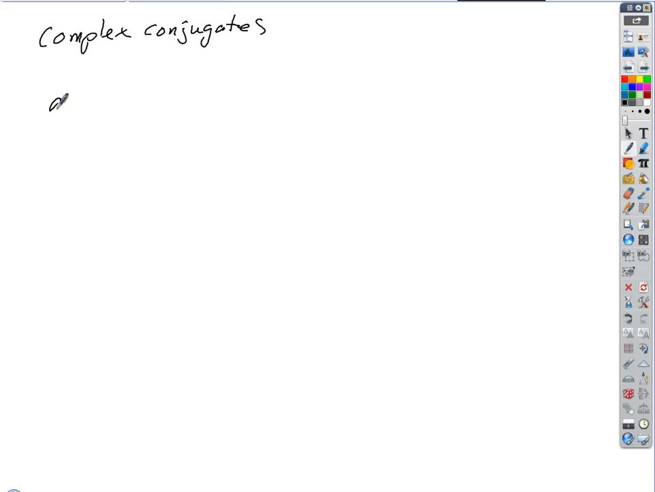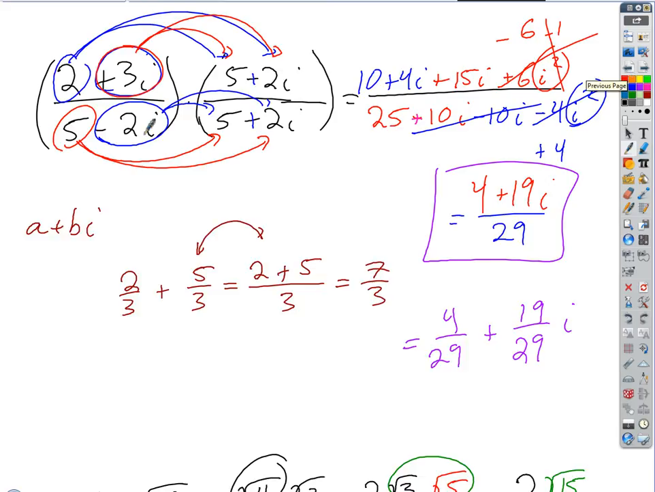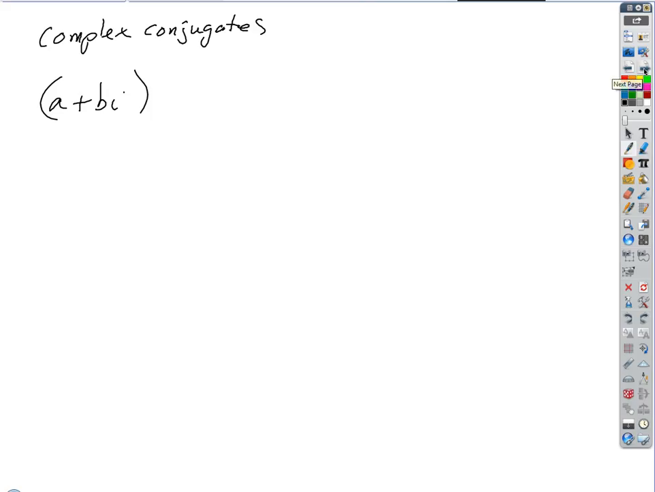If I multiply complex conjugates, let's just take the general complex number a plus bi. What's its complex conjugate going to be then? If that were on the bottom, what would I multiply top and bottom by? What did we do in that last example? We multiplied 5 minus 2i times 5 plus 2i. Right? That was the trick. So those were complex conjugates.